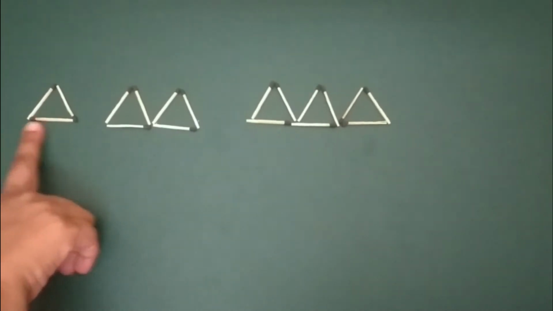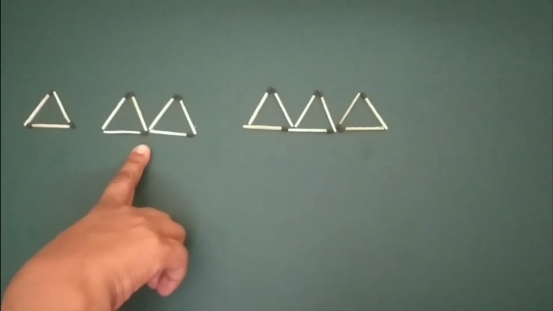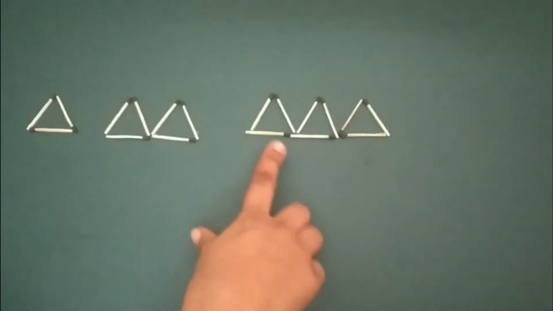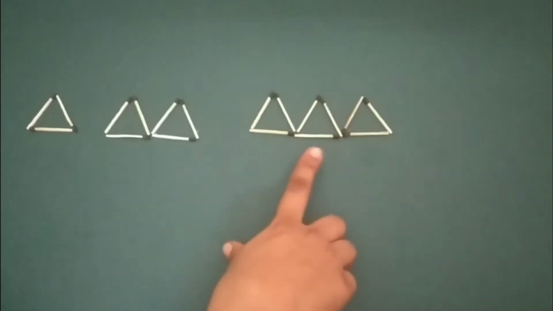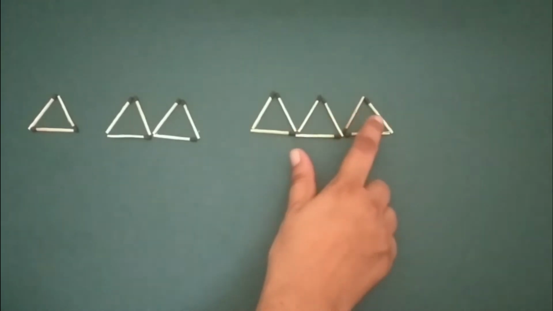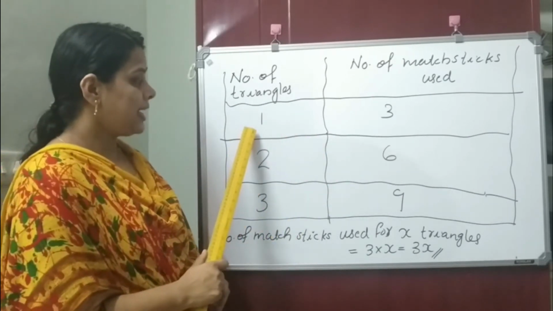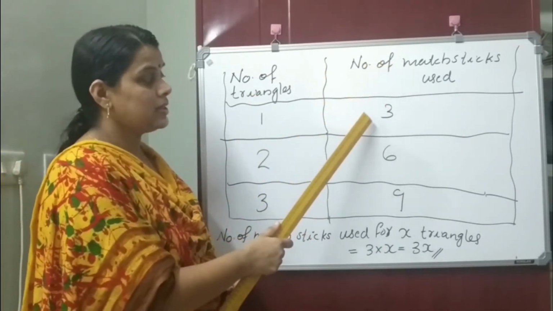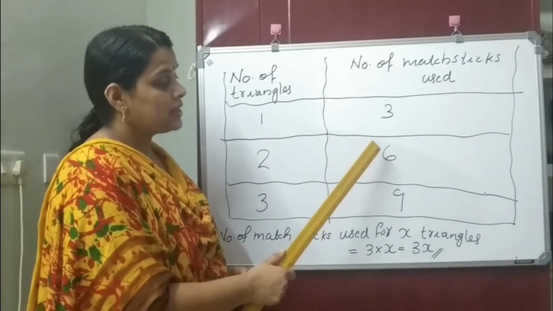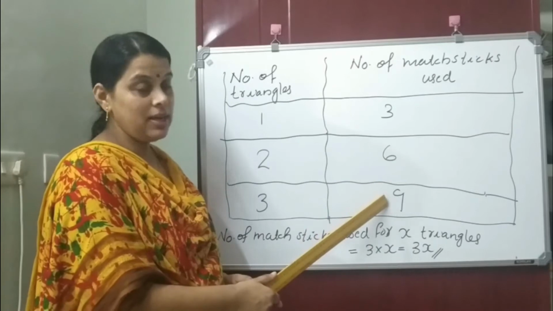For the first triangle I have used three matchsticks: 1, 2, 3. The second, that is two triangles together, how many matchsticks have I used? 1, 2, 3, 4, 5, 6 matchsticks. Then for these three triangles, how many matchsticks have I used? 1, 2, 3, 4, 5, 6, 7, 8, 9 matchsticks. So, for one triangle, the number of matchsticks used is 3. For two triangles, we need 6 matchsticks. For three triangles, we need 9 matchsticks.